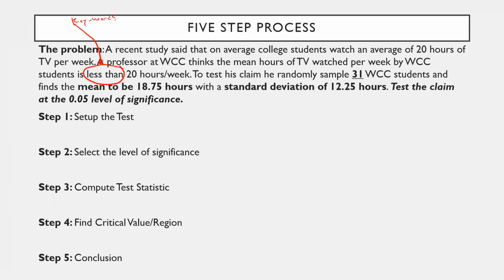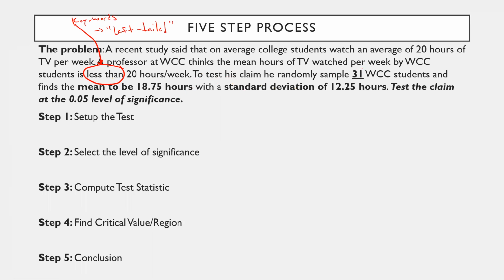So you're going to be looking for those in the word problem. This keyword says less than. So what type of test does that tell me it's going to be? Right-tailed, left-tailed, two-tailed? Left-tailed. Yep, so you're getting some information right there. To test his claim, I want to test the claim that you guys are super busy, and you're going to watch less than 20 hours of TV on average.